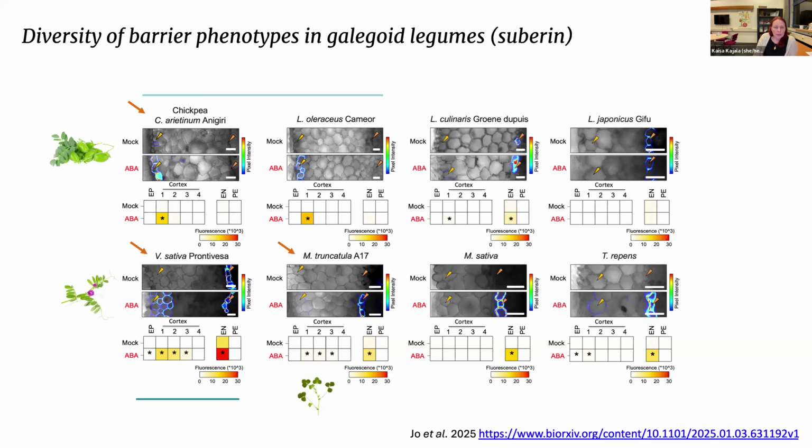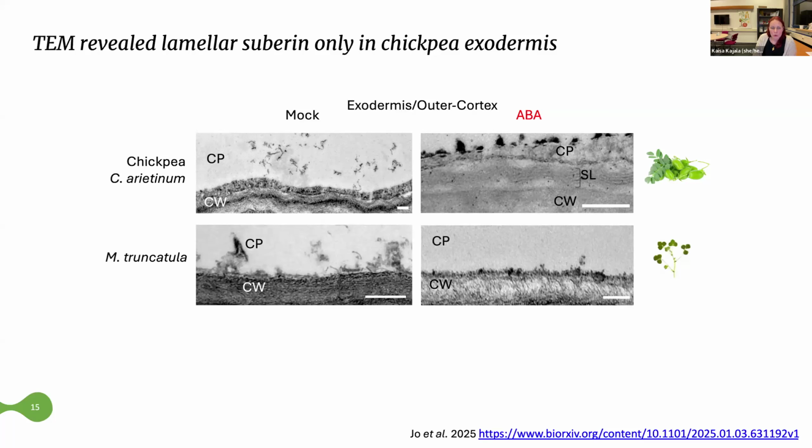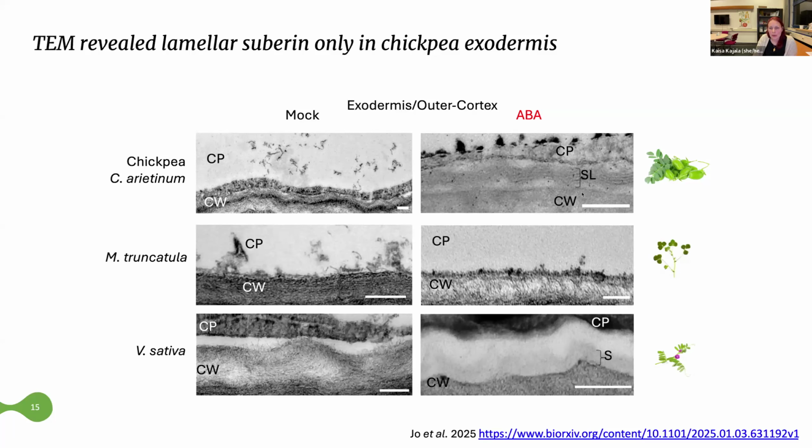We wanted to confirm that the suberization really is real, because histochemistry has its limitations, and sometimes the stains indeed pick up other compounds than the intended one. But with transmission electron microscopy, we picked up suberin lamella in the ABA-treated exodermis of the chickpea, here seen in these beautiful wavy ripples. In Medicago, where we were not expecting to see anything in the exodermis, we did not see suberin lamella. And in Vicia sativa, the one that had the multi-layer signal, we picked up something that could be suberin, but it definitely was not suberin lamella.